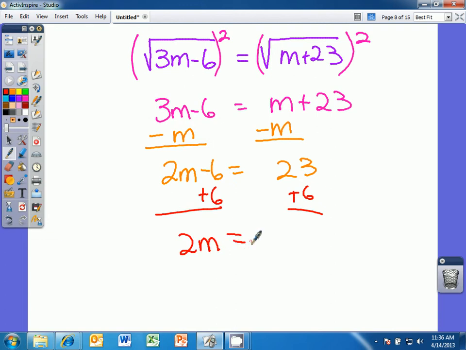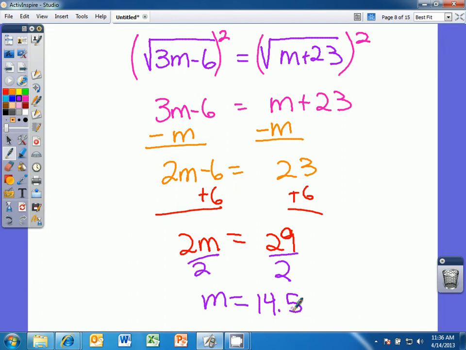At this point, I'm going to divide by 2 so I can completely isolate the variable. And I'm left with m is equal to 14 and a half. Okay. If I go back to my original problem and I plug in 14 and a half, I get 3 times 14 and a half, that's 43 and a half, minus 6 is 37 and a half. So square root of 37 and a half.